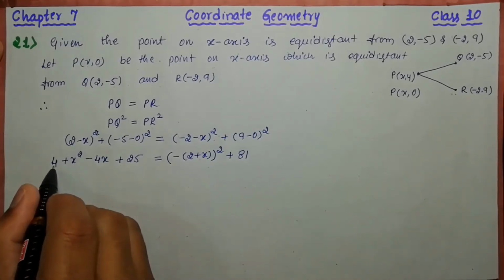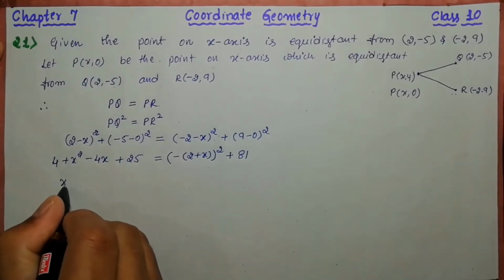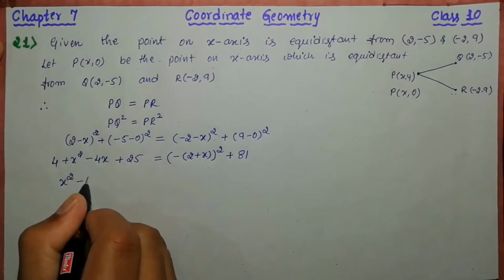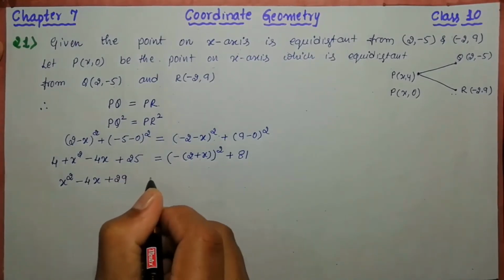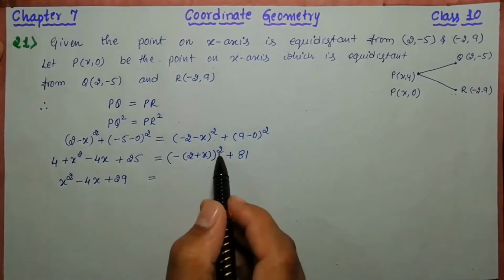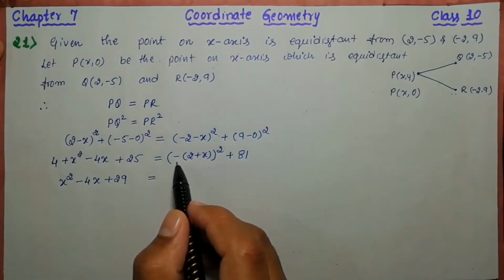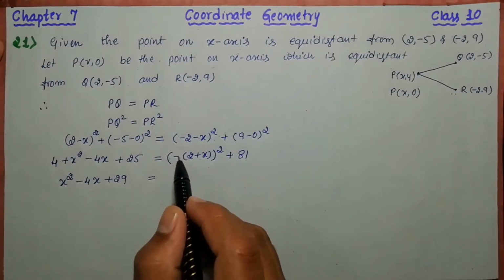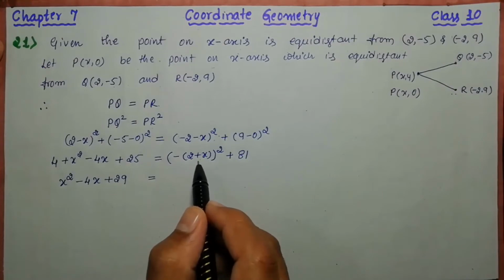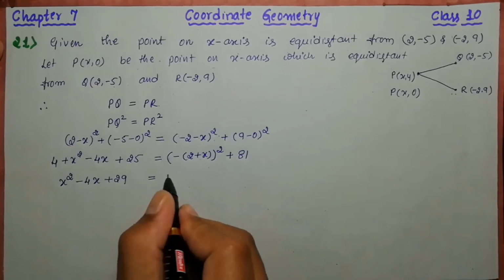So now look at here, 4 and 25, you can add these two numbers. So that's why first I'm going to write down x square and then minus 4x and then plus 29, which is equal to. So now look at here, here it is the square, here it is the negative sign. Negative becomes positive when it is squared. Okay, so now neglect this one, it will become positive, and you have to apply the formula: 2 plus x whole square means a plus b whole square formula. Then it will become what?